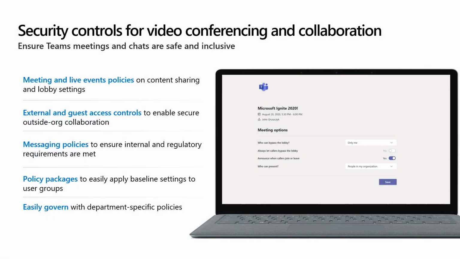From a security control standpoint, I won't drain this slide, but it's what we kicked off the session with. Those meeting and live events policies help control content sharing and lobby settings so that the meeting kicks off without anonymous or disruptive attendees, and ensures the correct folks are there. Then there are those internal and guest access controls, to make sure that we are opening up to secure outside org collaboration, but we have those safety and security protocols in place to make sure that we have that security and compliance layer, even with federated domains or guests in our organization.